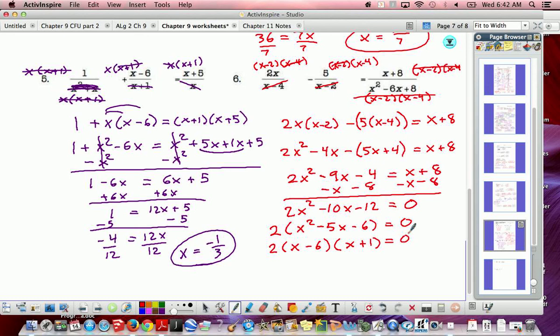So now the 2 I could set equal to 0. That doesn't give me an answer. So what I'm doing is using ZPP, you know me, and set all the factors equal to 0, and I solve. So x equals 6, and x equals negative 1.